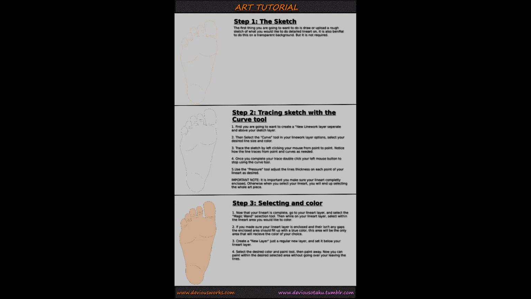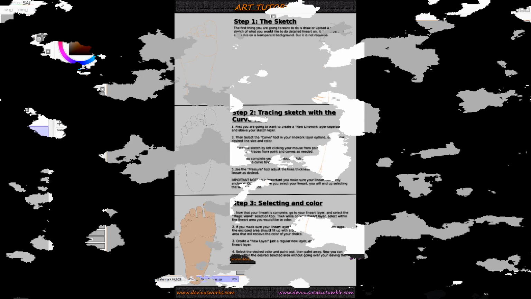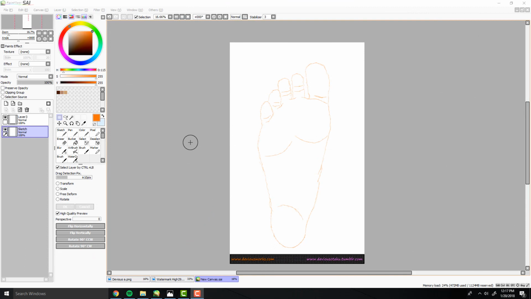Today I'm going to teach you how to step-by-step use the curve tool in Paint Tool SAI to make nice line art. The first thing you're going to want to do is draw or upload a rough sketch of what you would like to do detailed line art on. It is also beneficial to do this on a transparent background, but it's not required.